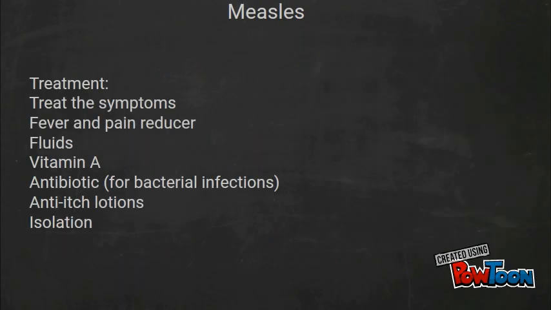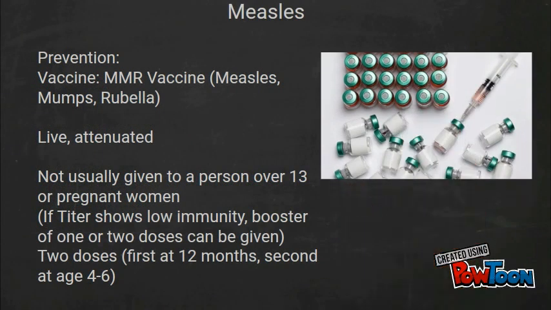The measles treatment is to treat the symptoms, such as antibiotics for secondary infections, anti-itch lotions, and pain reliever or fever reducer. Infected persons should be isolated and make sure to stay hydrated. Measles is prevented with the live attenuated vaccine MMR, usually given in 2 doses.